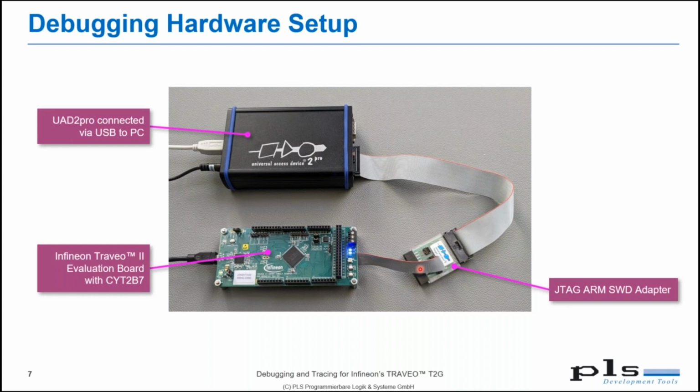The UAD2 Pro, as well as all of our other devices, are universal. That means you can use them also for other architectures or other devices like the AURIX or something else. The only thing you need to change is the adapter that should match the target system, and you need, of course, an architecture license so that you can use UDE with a different type of microcontroller architecture.